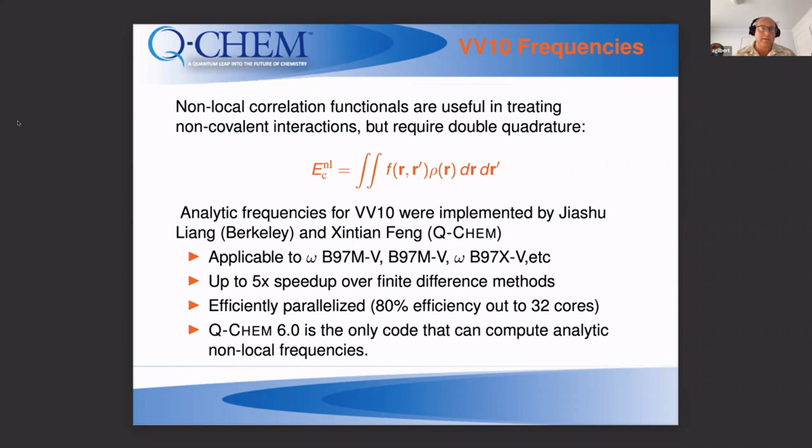This has led to significant speedups over the finite difference methods that were being used previously. And what's more, it has been efficiently parallelized. So we're seeing 80% efficiency out to 32 cores, which makes us applicable to quite large systems. And just to point out, QChem 6 is actually the only code out there that can compute these analytic non-local frequencies. So that's a unique feature of QChem, and is in QChem 6 as the first.